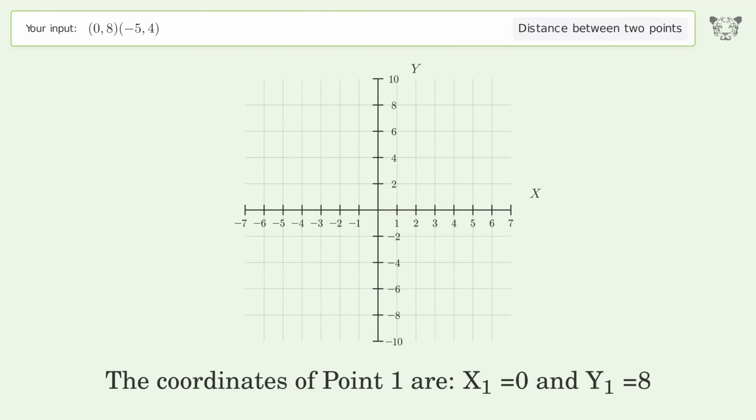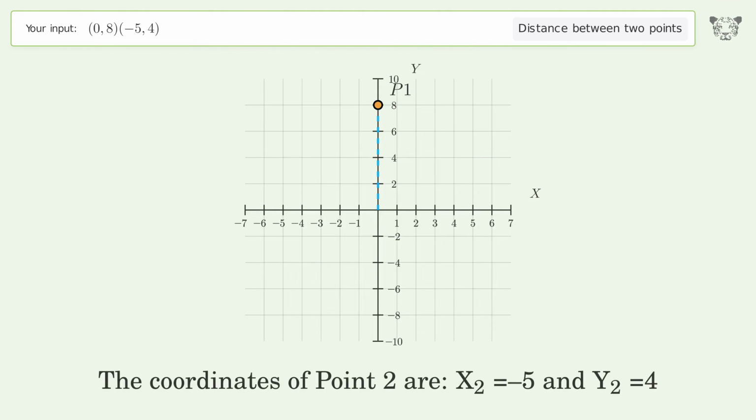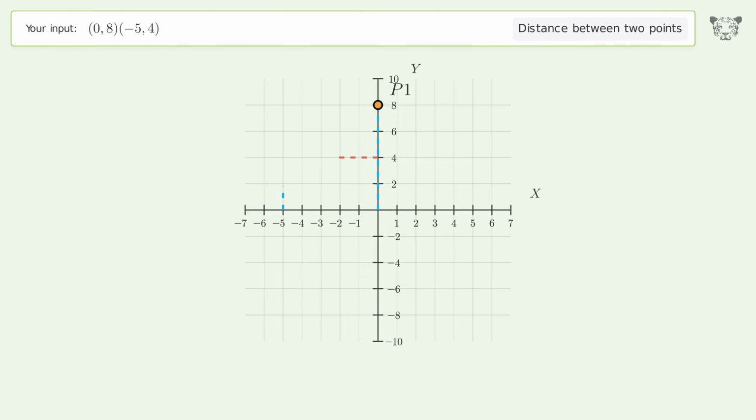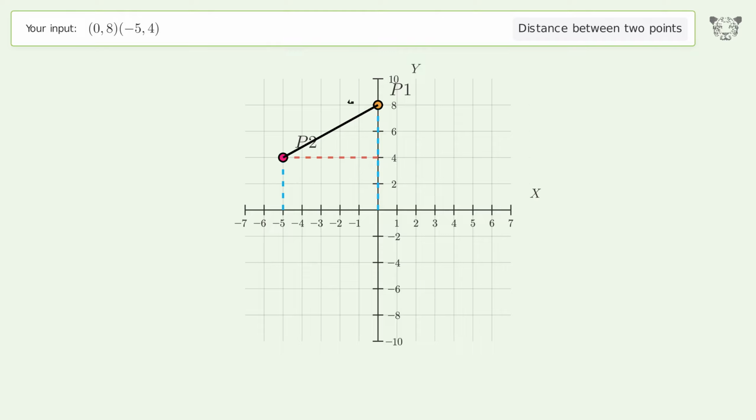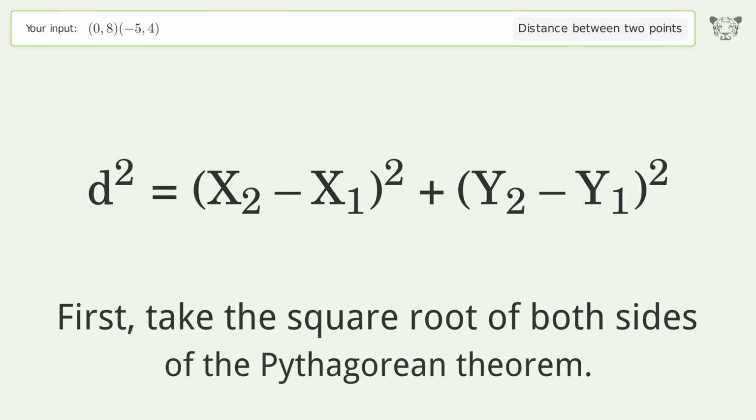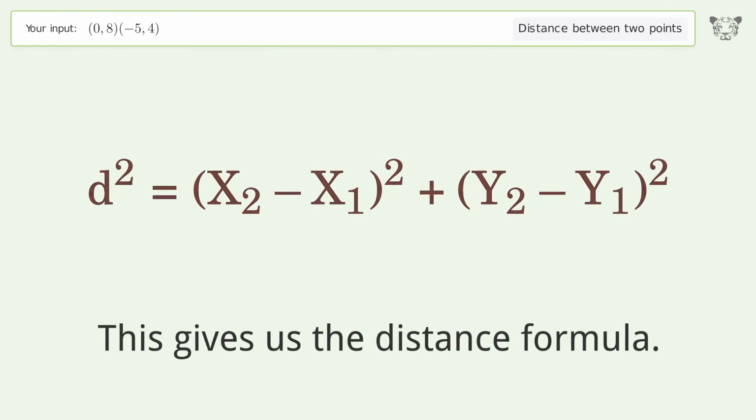The coordinates of point 1 are, x1 equals 0 and y1 equals 8. The coordinates of point 2 are, x2 equals -5 and y2 equals 4. D is the distance between the 2 points. First, take the square root of both sides of the Pythagorean theorem. This gives us the distance formula.